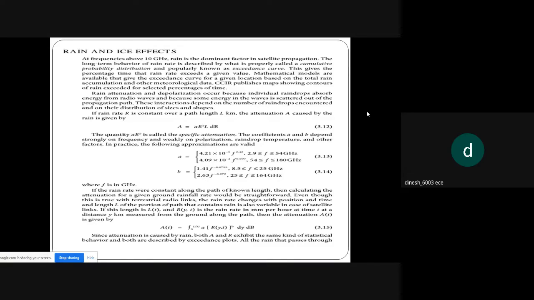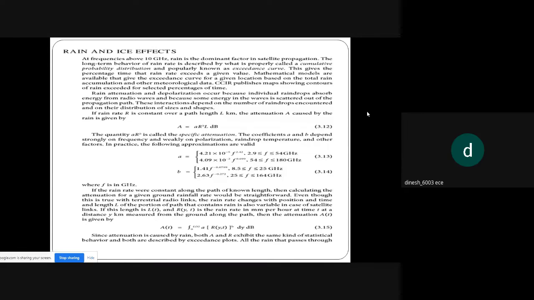If the rain rate R is constant over a path, the attenuation A caused by the rain is given by this equation: A is equal to a R to the power b times L decibels. The quantity a R to the power b is called the specific attenuation. The coefficients a and b depend strongly on frequency and weakly on polarization.